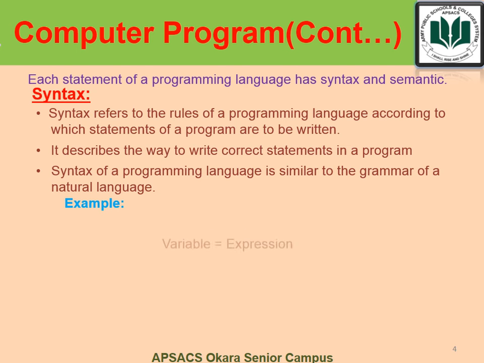Example here, variable is equals to expression. So this is a simple example to write a variable with the expression. Variable means any variable. It may be a single letter or a group of letters, which is a word. Expression may be a plus b, a multiplied by b, a less than b, a greater than b, any kind of expression.